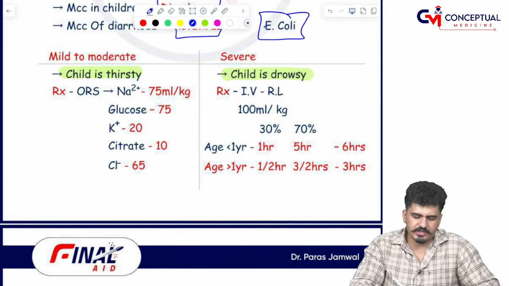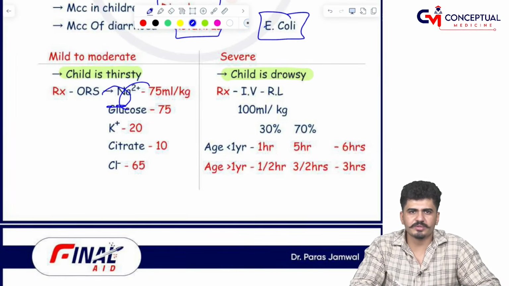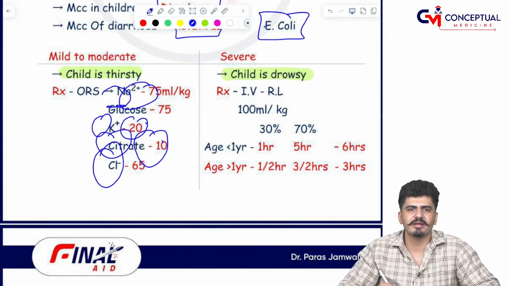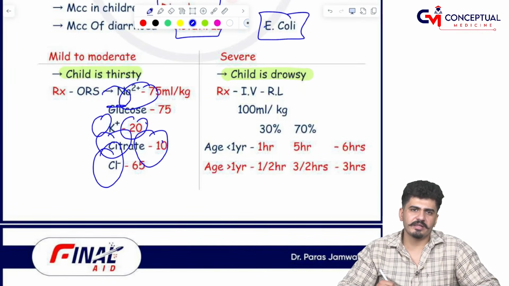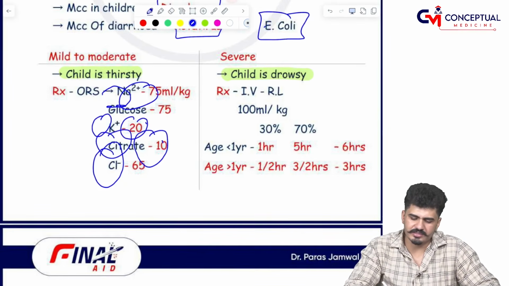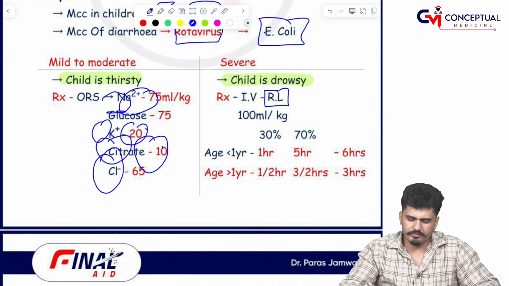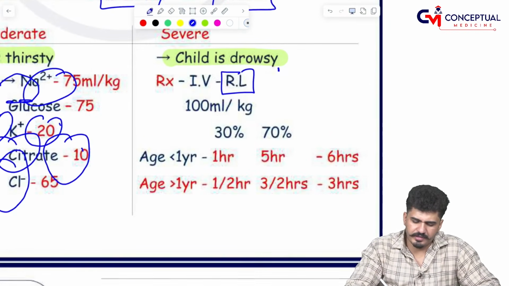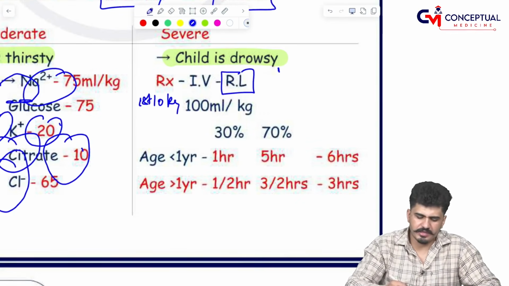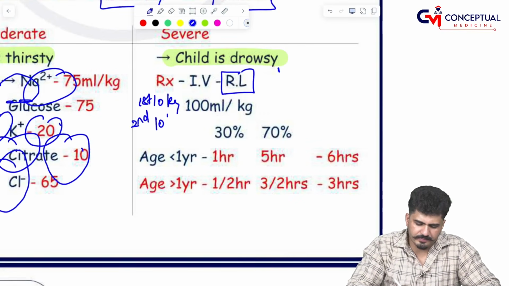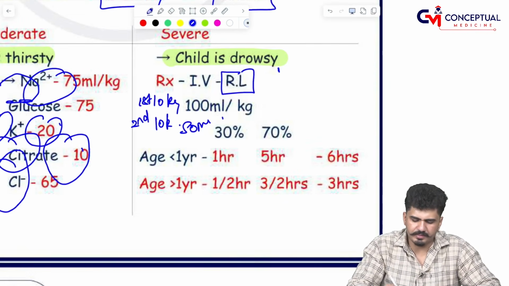Now ORS, yesterday also we talked about it: sodium and glucose is 75, potassium is like a kela 20, citrate is like a santra 10, बचा हुआ chloride is 65. Now coming to the treatment of severe dehydration, the fluid of choice for severe dehydration is Ringer lactate IV. Sir, how much do we give? For the first 10 kg, it is 100 ml per kg. For the next 10 kg, it is going to be 50 ml per kg.